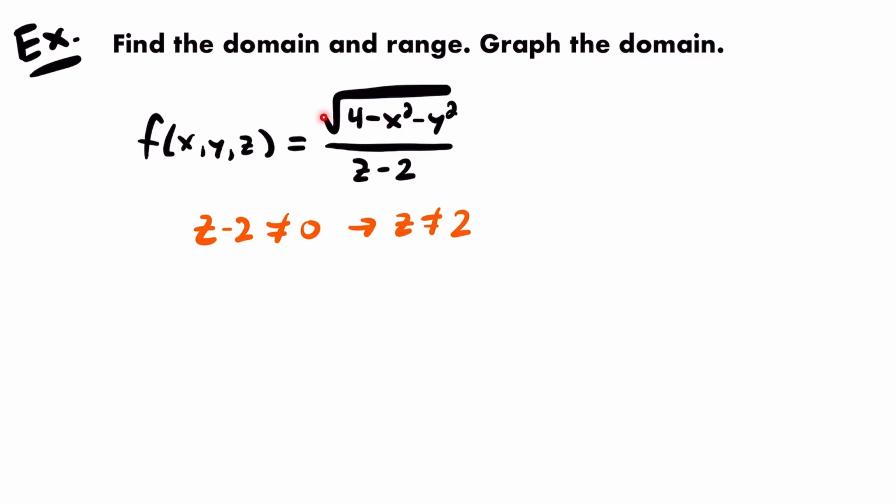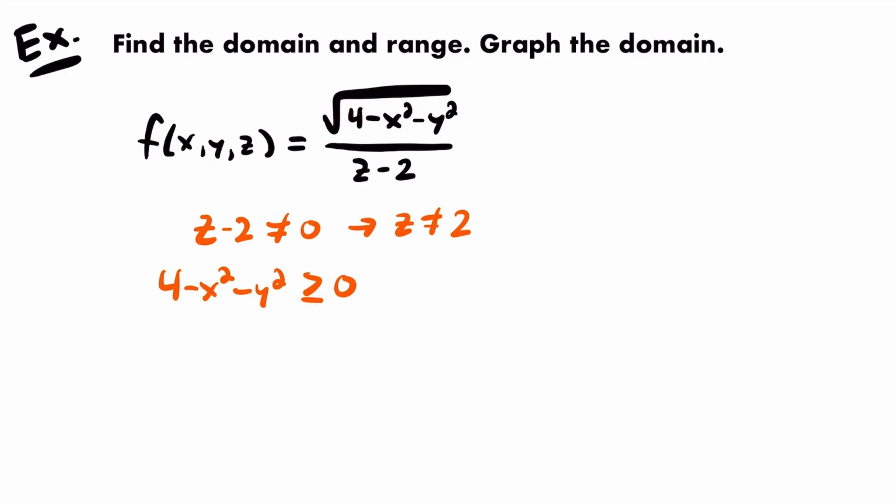But then in the numerator, we have a square root, so we have to be sure that the input values are greater than or equal to 0. It has to be positive, all right? So that inside part of the square root, 4 minus x squared minus y squared, must be greater than or equal to 0, okay? We can include 0 in this case because the square root of 0 is 0. That's fine. If this was in the denominator, then we couldn't have 0. But since the square root's in the numerator, we can include 0.